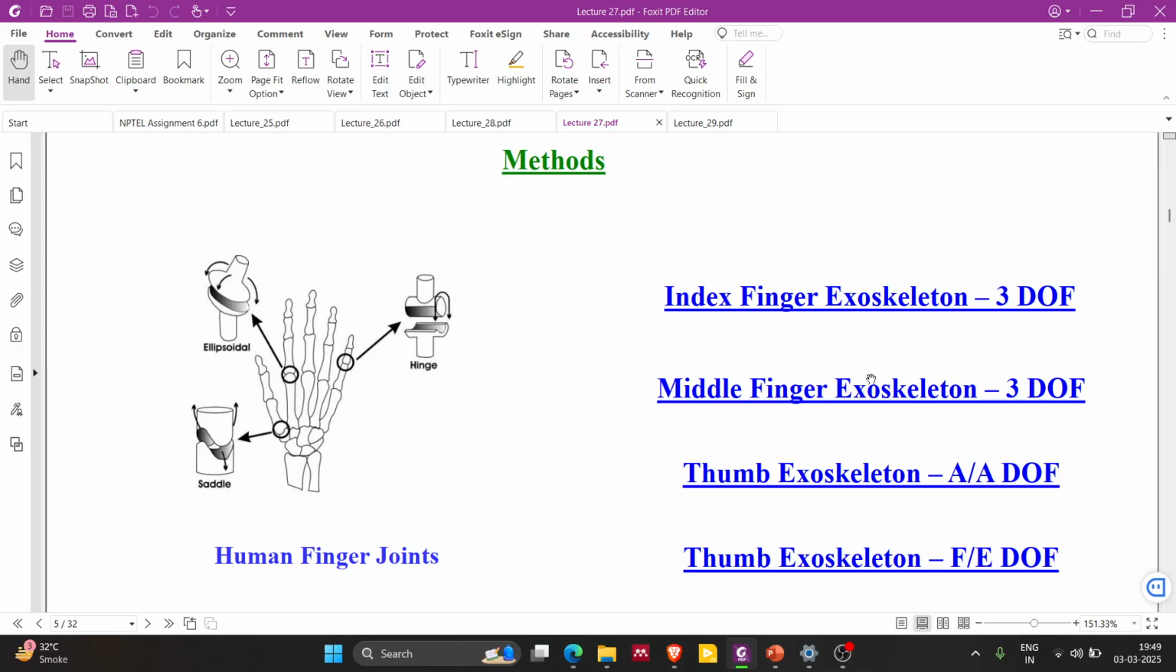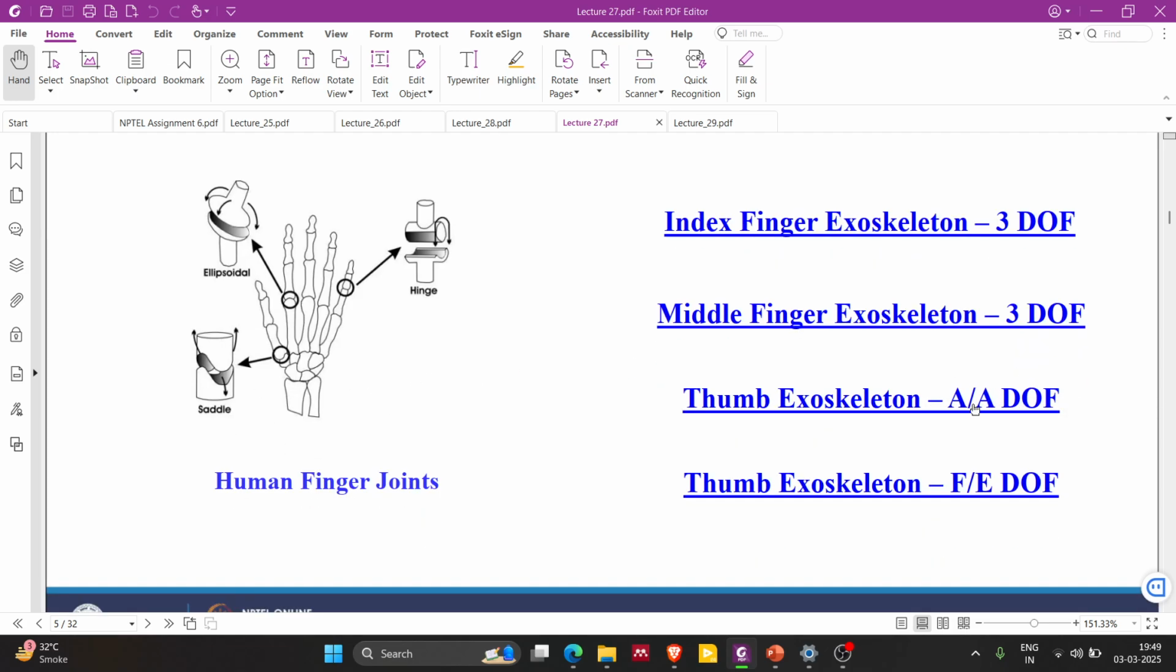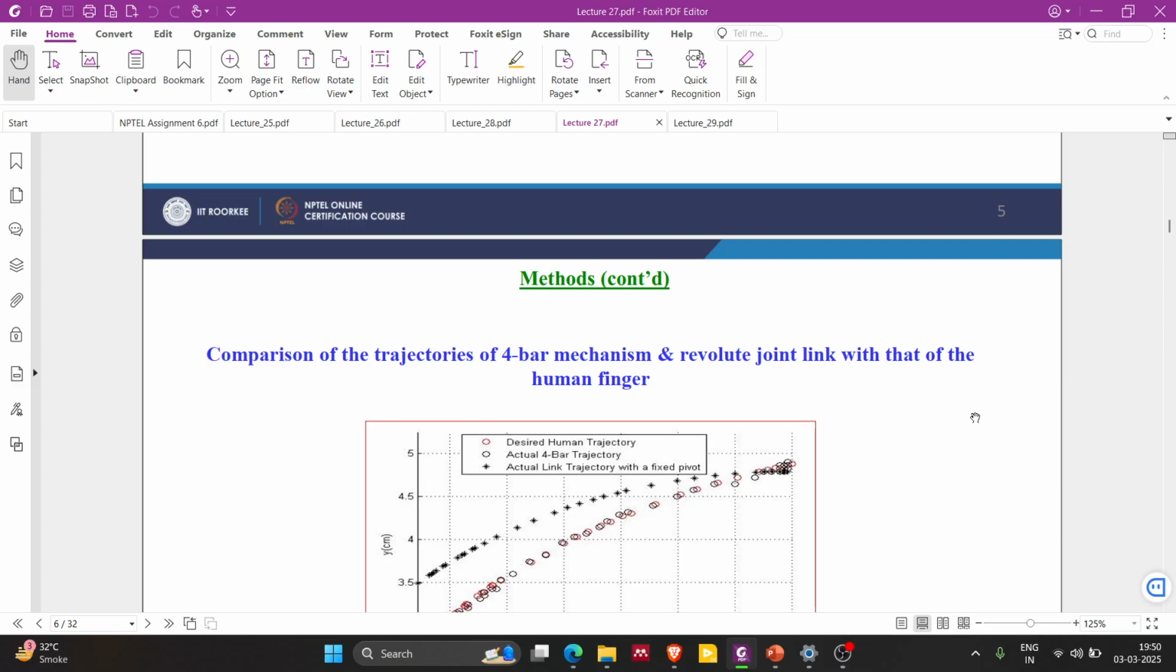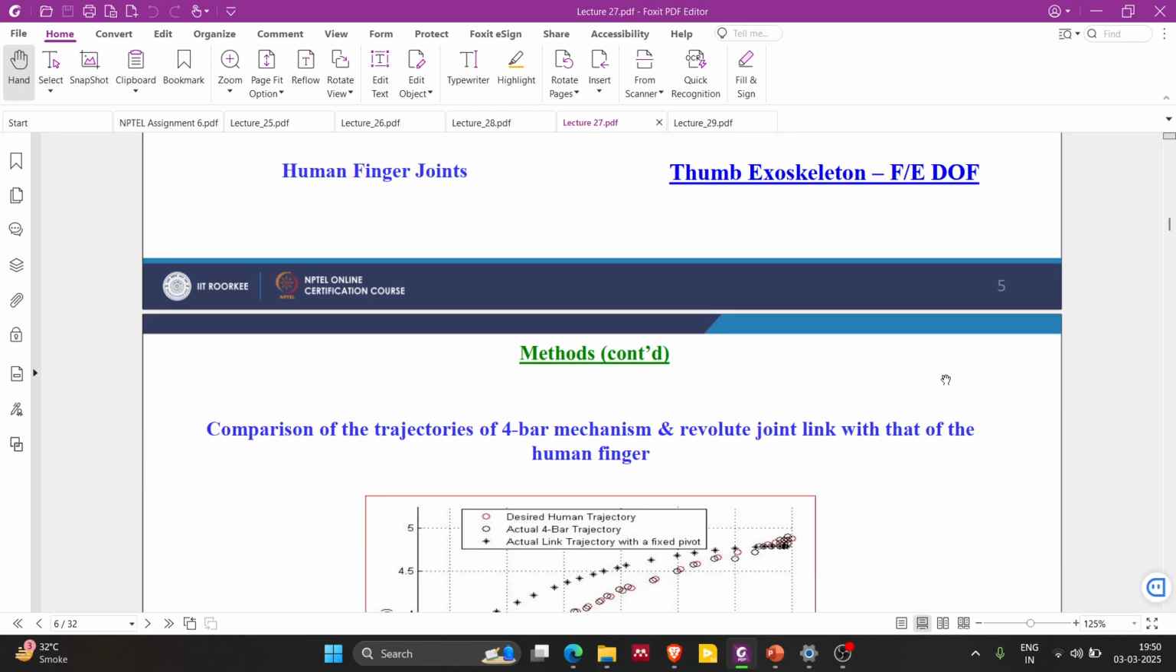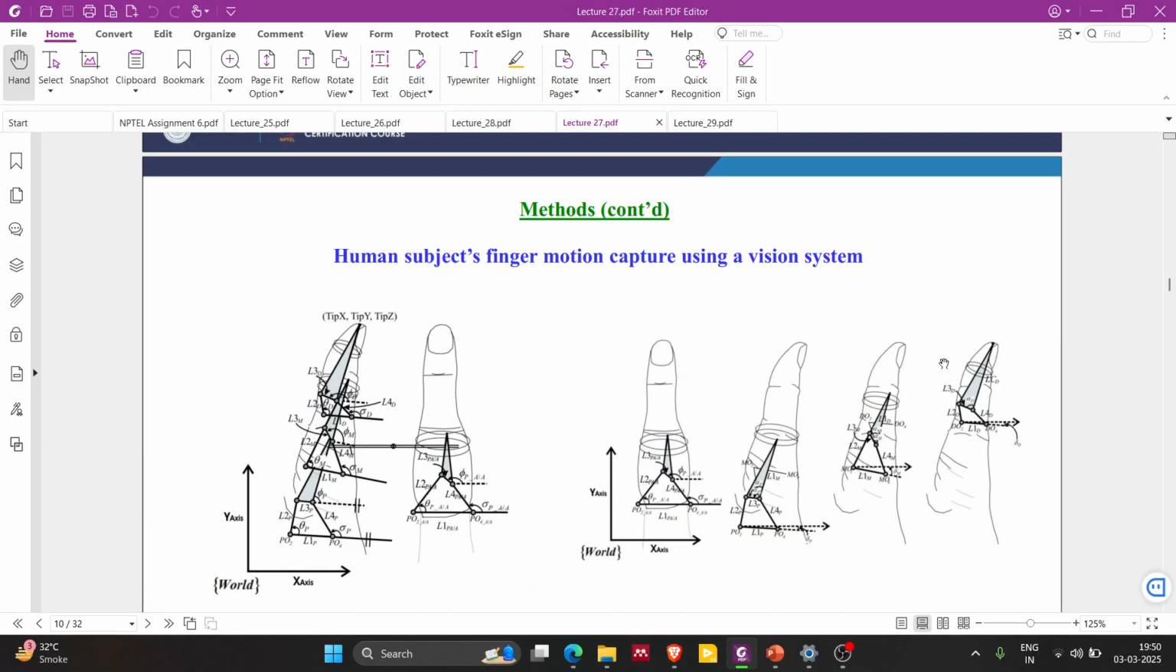So let's consider the index finger here. How many joints are we considering? We are considering one here, the ellipsoid joint, 2 degrees of freedom, and then there is a hinge joint here, 1 degree of freedom again. So the index finger has a total of 3 degrees of freedom. Similarly, the middle finger will have 3 degrees of freedom. For the thumb, they are saying 2 degrees of freedom: abduction-adduction and flexion-extension. 3 plus 3 plus 2, so I think it's 8. Yes. I don't know why they have taken.